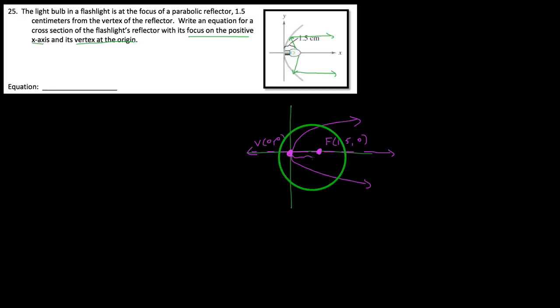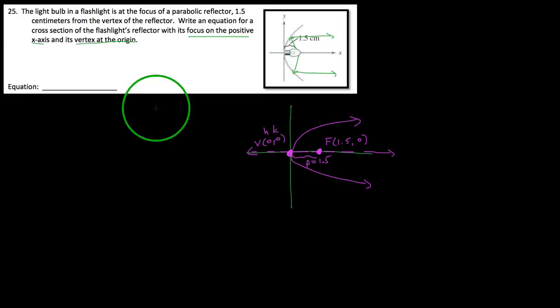But I suppose the neat thing about knowing this distance is we know the p value. And so p being the distance from the vertex to the focus, we know that p is 1.5. So with respect to modeling this with an equation, we have the values of h and k, and we have the value of p. That means that we can write the standard form of the equation of this parabola here.